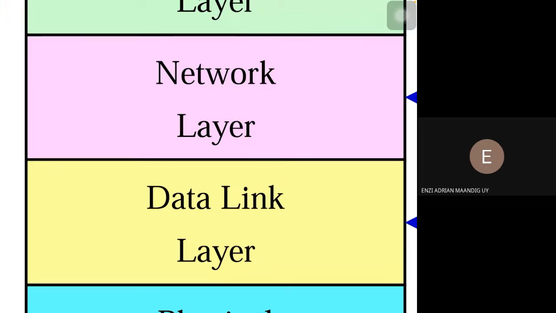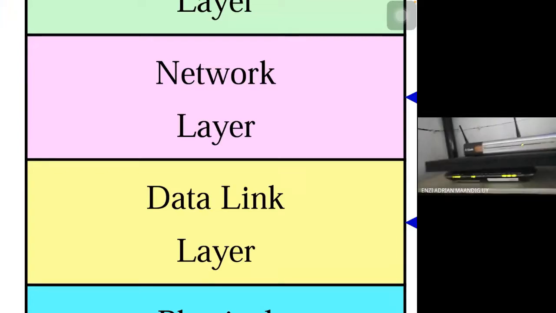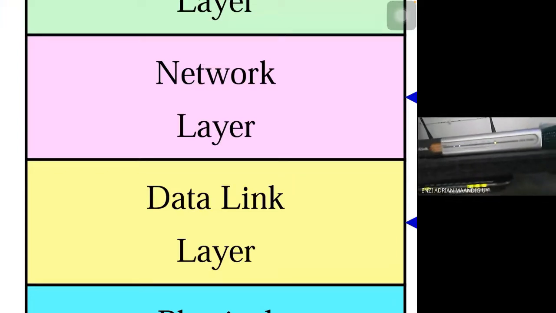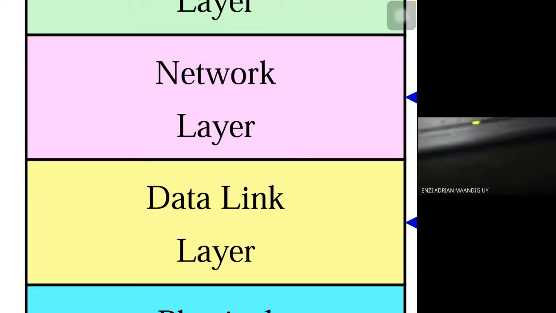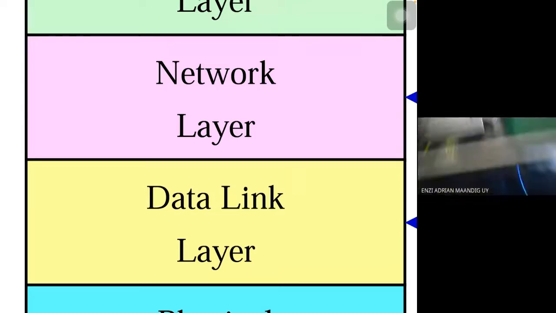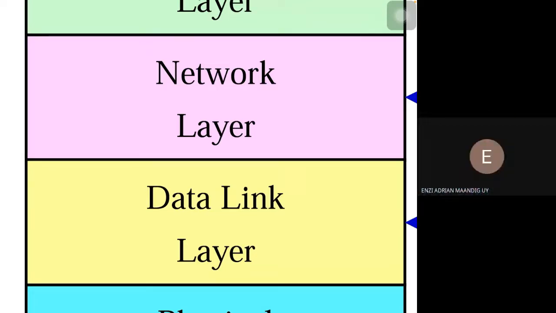That we call the NIC, Network Interface Card. It is the one that gives the MAC address to our device. So the network interface card gives a MAC address to our device in the same way that the router gives an IP address to our device.